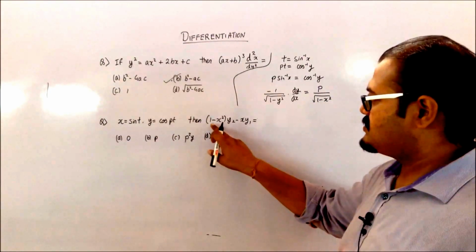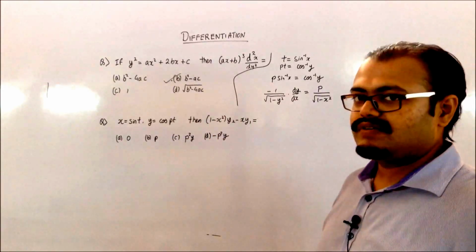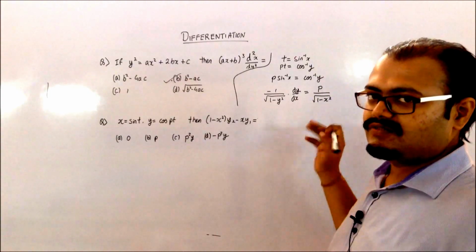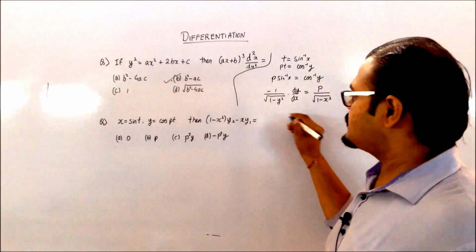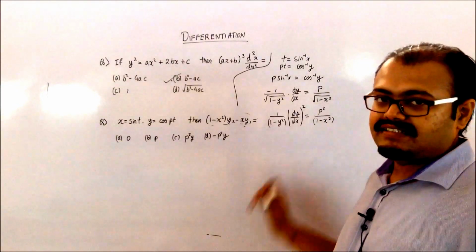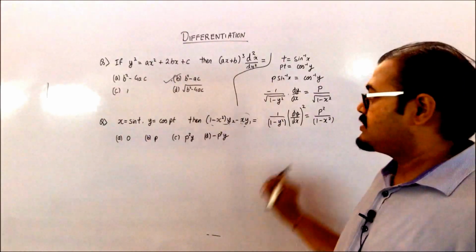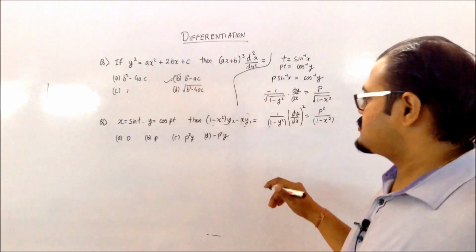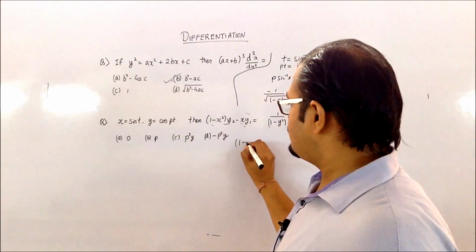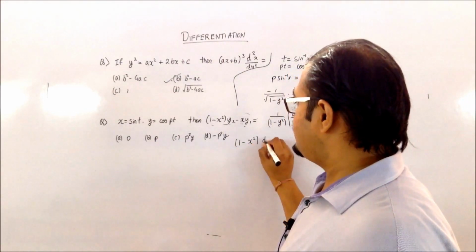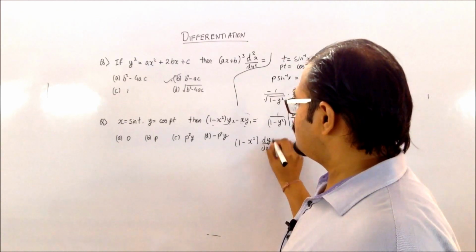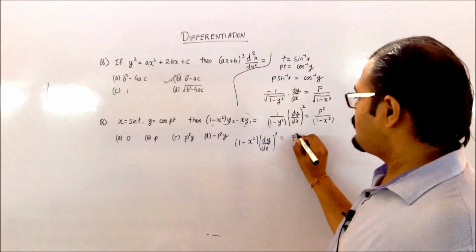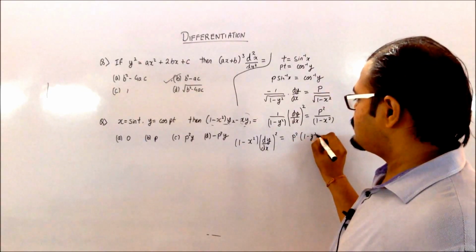Now in this, if you observe, there is a 1 minus x square with the second derivative. So basically it's the square of this term. So you can just square both sides. When you square both sides, you will get this particular term. Now you require that 1 minus x square should be with my derivative term, so you cross multiply it. So you will have 1 minus x square into dy by dx the whole square is equal to p square into 1 minus y square.